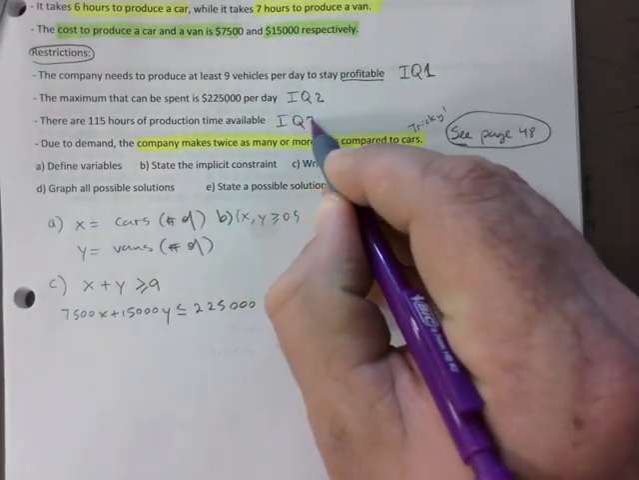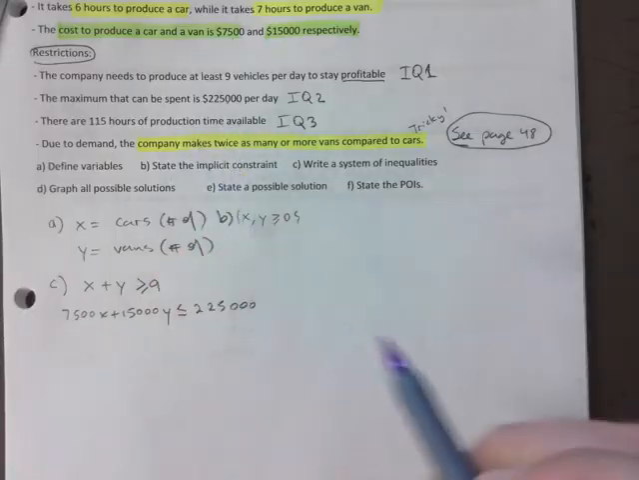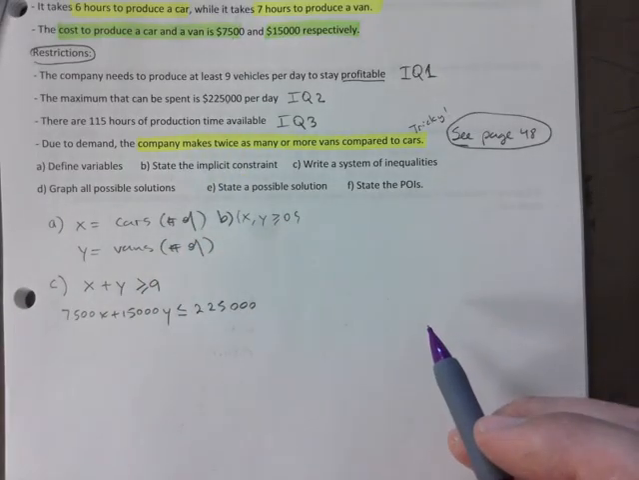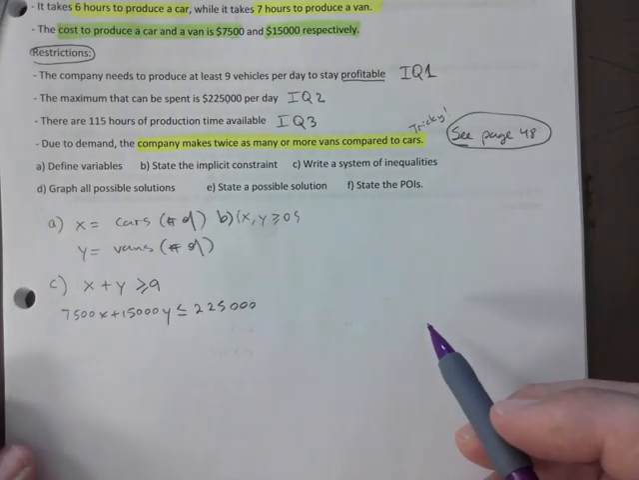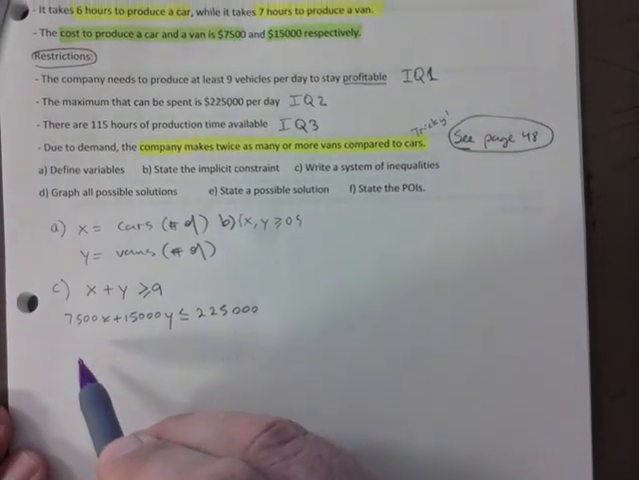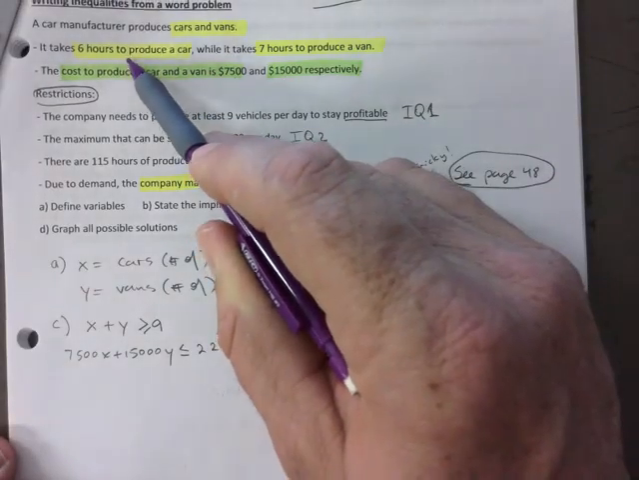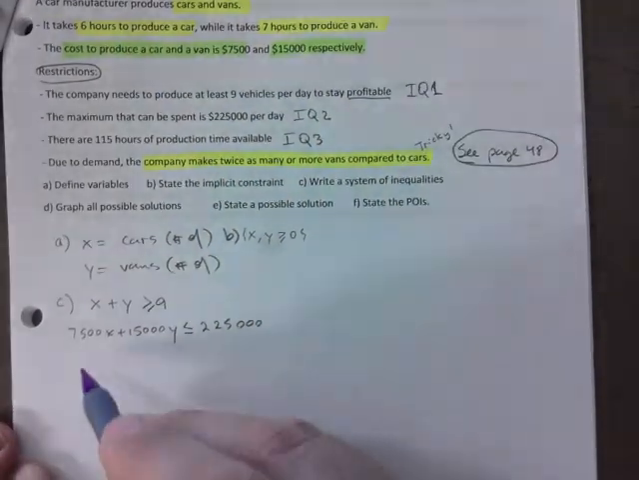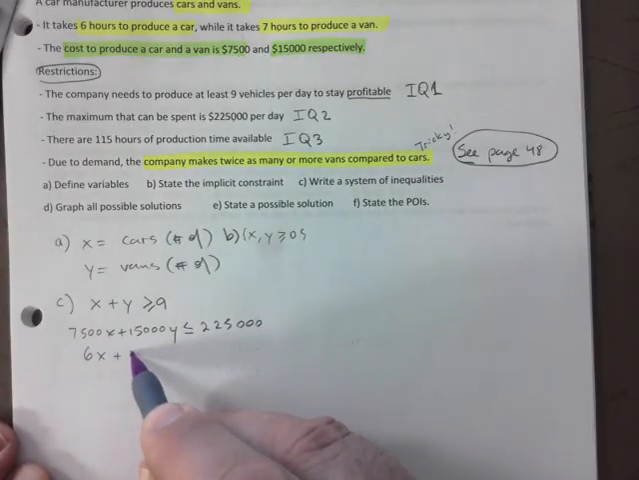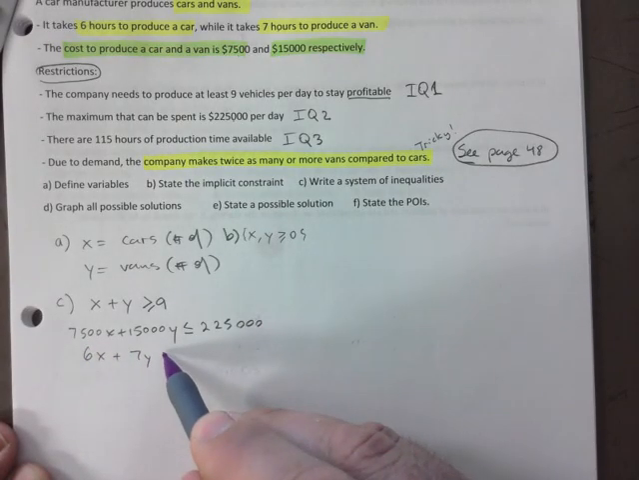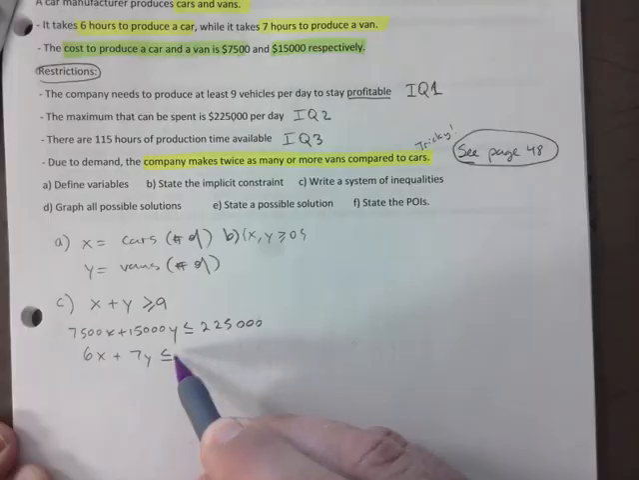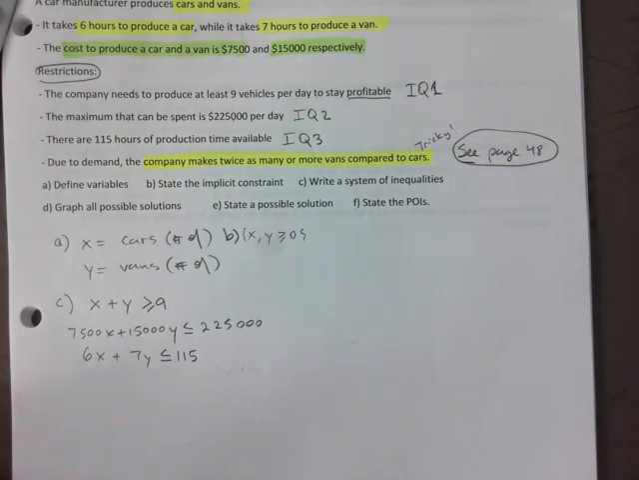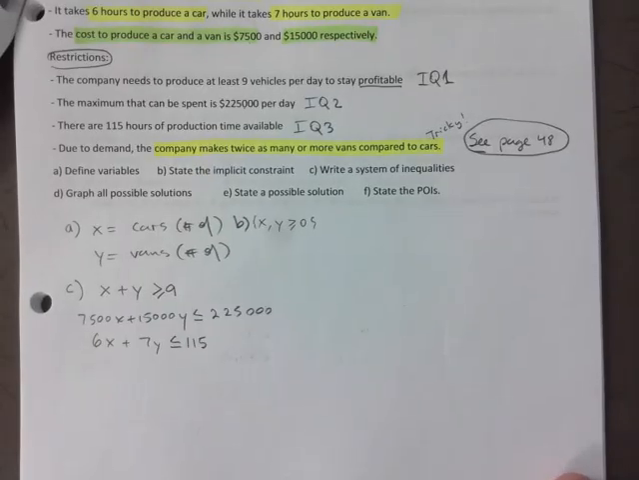Next, there's another inequality. There are 115 hours of time available, of production time. That's when you're going to use the hours, right? You go up here and you see that it takes 6 and 7 hours respectively. So 6 times X plus 7 times Y, and that has to be what? Less than or equal to 115 hours. Everything is in hours, no need to convert, right? If it had been minutes and hours, make sure you convert to have everything the same.